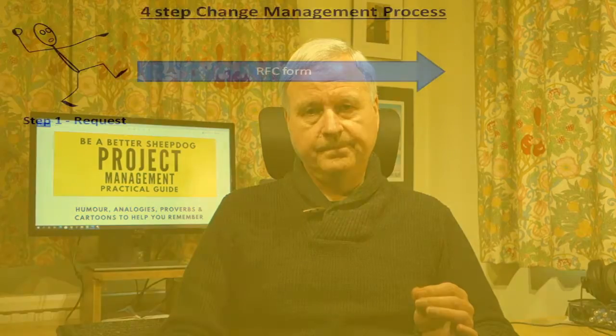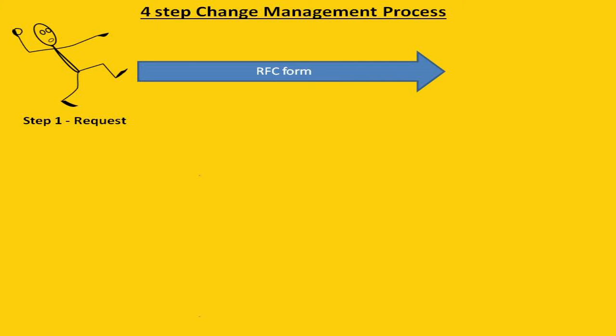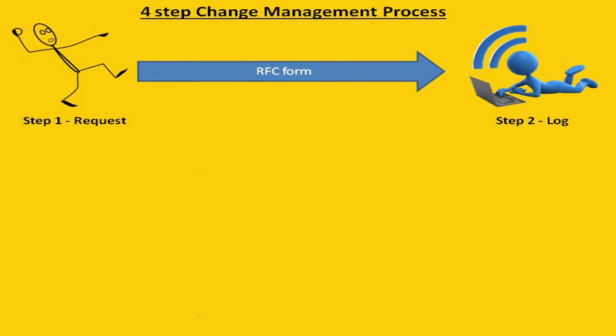Normally, I use a simple 4-step process for change management. In step 1, the request is raised by the person requesting the change through a request for change form, which captures a number of details. In step 2, the PM, on receipt of this RFC, logs the request in the project change log with key information taken from the form and allocates a unique number.